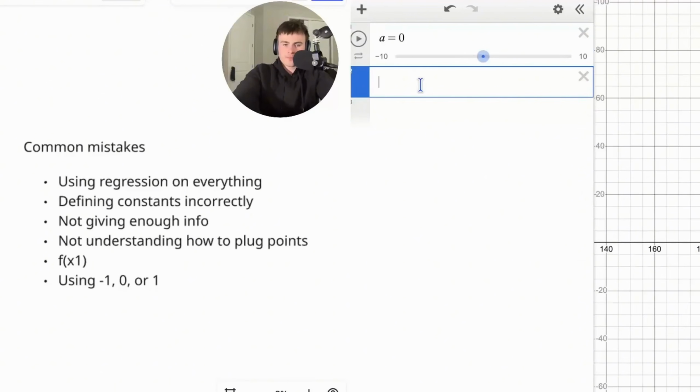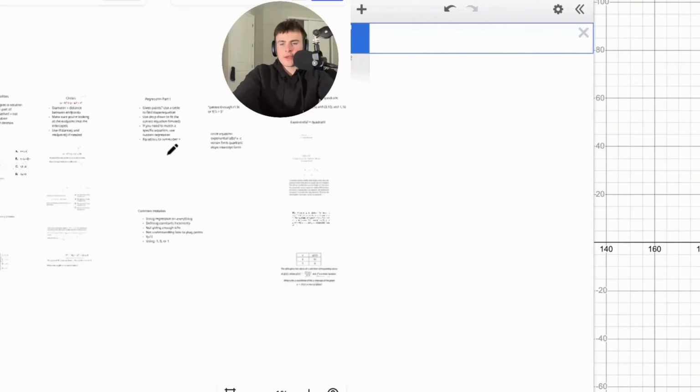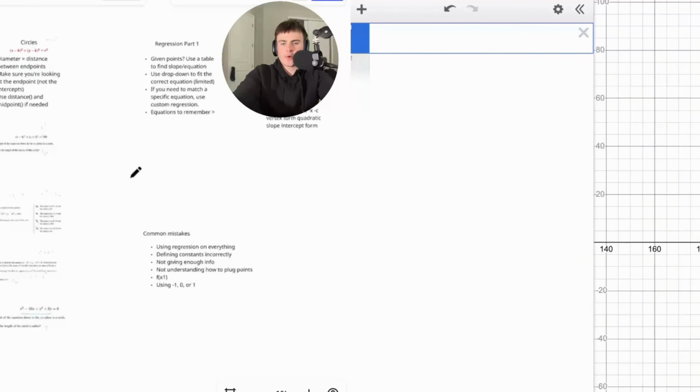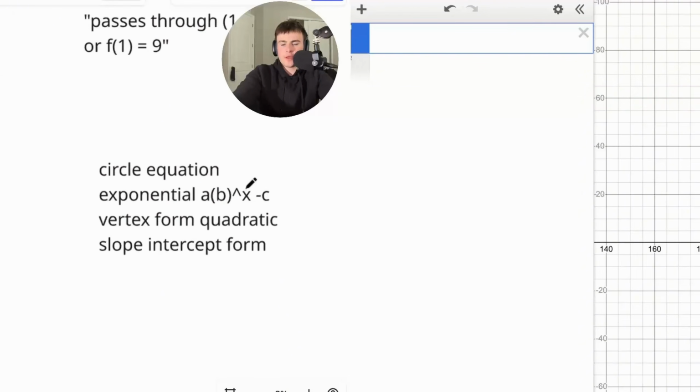As a rule of thumb, when I add sliders, I'll say a equals 2 or something, because then it starts to be more accurate. And yeah, that's pretty much all it is. So do not fall into these common mistakes of spamming regression and everything. Make sure you have a detailed plan and predict what you're going to do before you do it. And also make sure you remember these equations. And that is it. That's it for part 1 of regression.